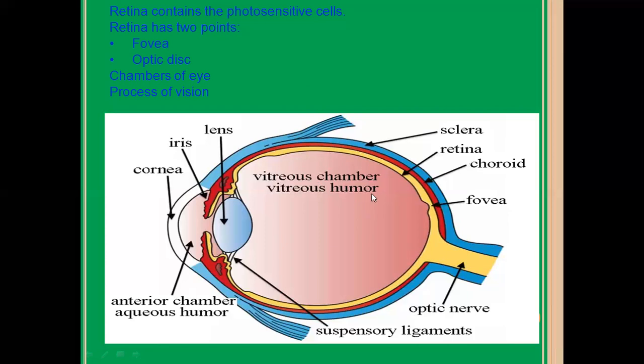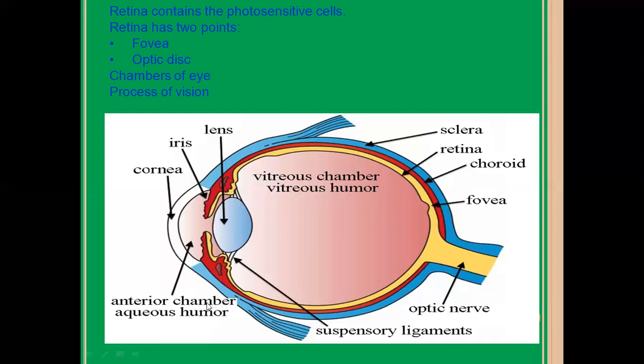Now, next, about the chambers of the eye. Here you can see the vitreous chamber and the anterior chamber. So, chambers of the eye. How many chambers of the eye? There are two chambers: the anterior chamber and the posterior chamber. The anterior chamber is this one, and the posterior, or you can say vitreous, chamber.